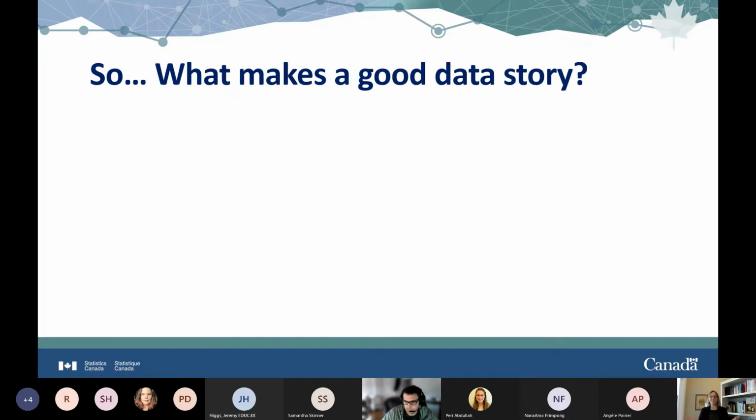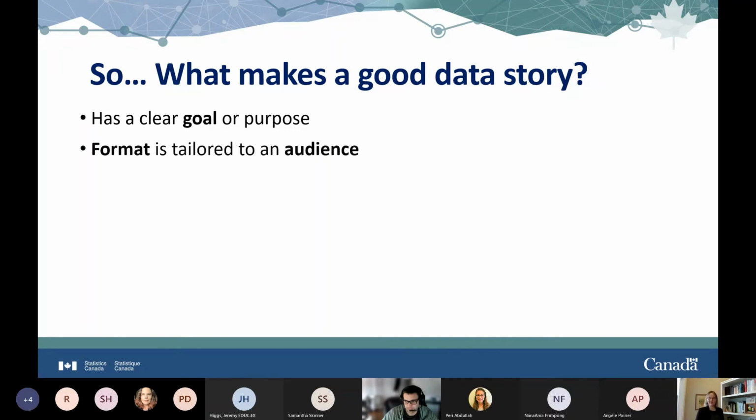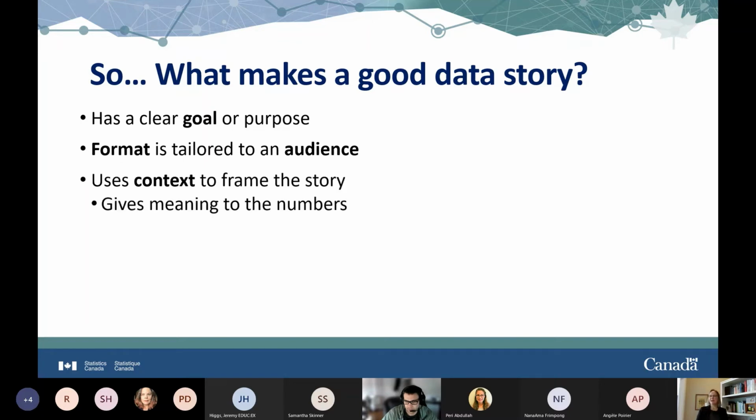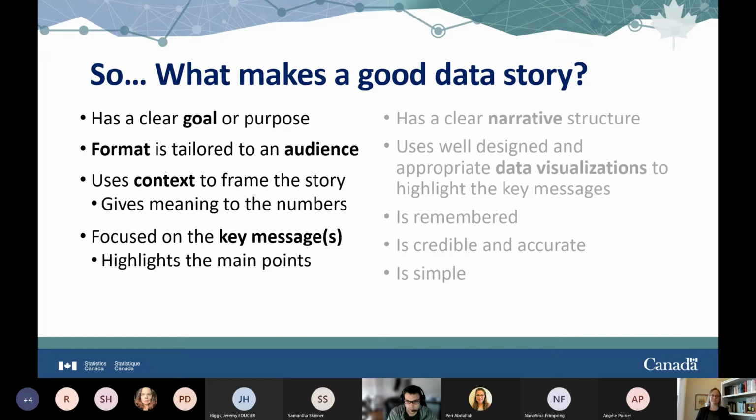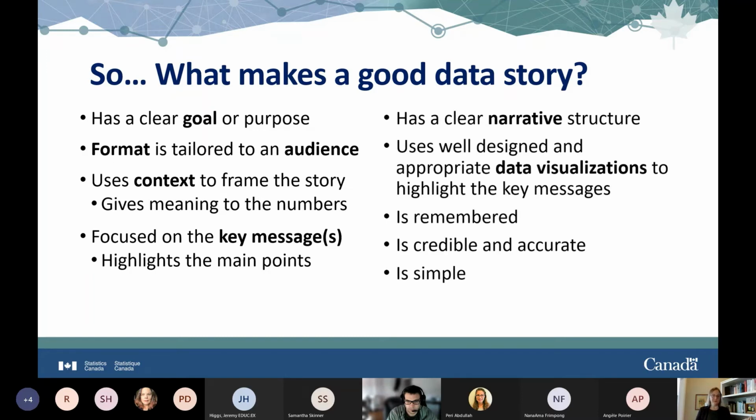So, what makes a good data story? And that's my last slide. It has a clear goal or purpose. Its format is tailored to an audience. It uses context to frame the story. The context gives meaning to the numbers, and it's focused on your key messages. Your data story highlights the main points. It has a clear structure. It uses well-designed and appropriate data visualizations to highlight your key messages.